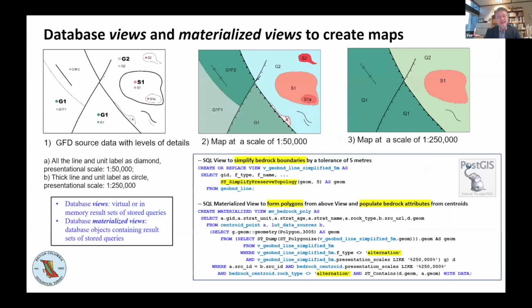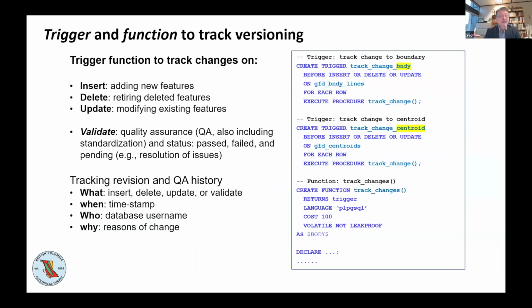The first one, a database view to simplify the line work without actually touching the line work in the GFD data source. So it happens only in the memory. And we can build another materialized view, essentially using the regular database view to form polygons, filter the features we don't want here, like the alteration, we want to drop them, and then create a new map. Again, only in the new map, we're talking about a topology, not in the backend data source.